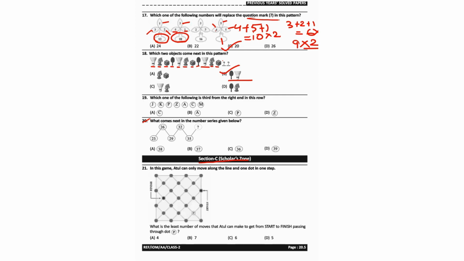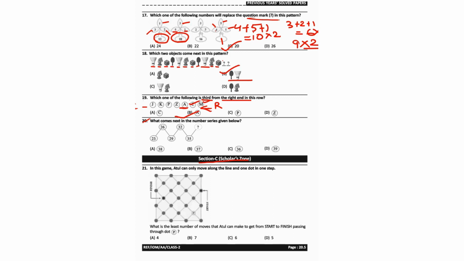Number 19. Which one of the following is third from right end? This is the left end, and this side is the right end. So if this is the right end, third from this side is 1, 2, and 3. This one. What is the alphabet here? A. Option B again.